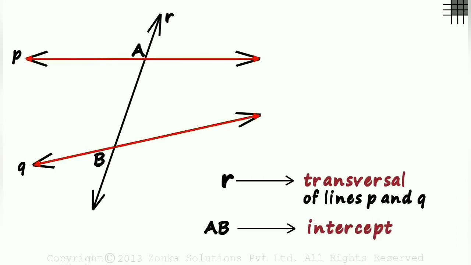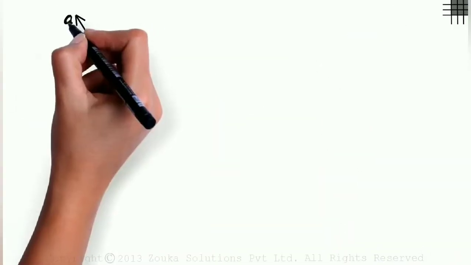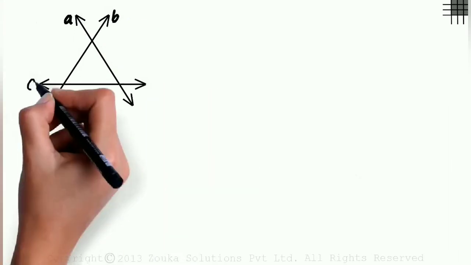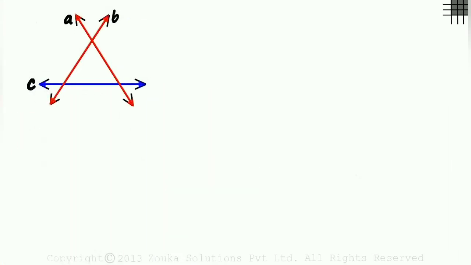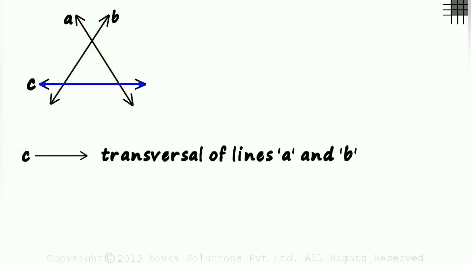These lines P and Q may or may not be intersecting. It doesn't matter. As long as another line intersects them at two distinct points, that line will be called the transversal. Now here's an interesting diagram for you to know if you've really understood the concept of transversal. Look at these three lines A, B and C. Line C cuts line A and B at two distinct points. It means that line C will be the transversal of lines A and B.